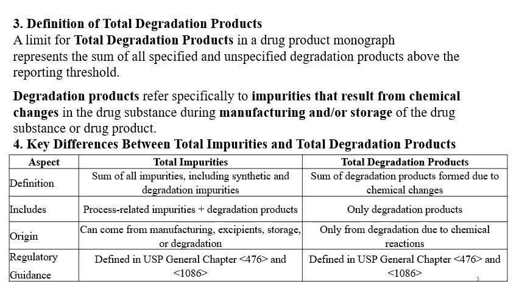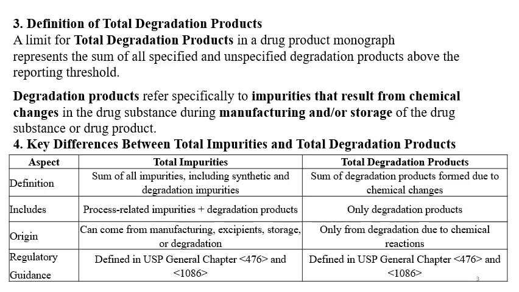For example, if a drug substance contains four types of impurities, and one of the four impurities is a degradation type of impurity, then in degradation products only that impurity will be considered, because it is a degradant, formed because of the degradation, or because of chemical changes on stability, or maybe because of the manufacture.